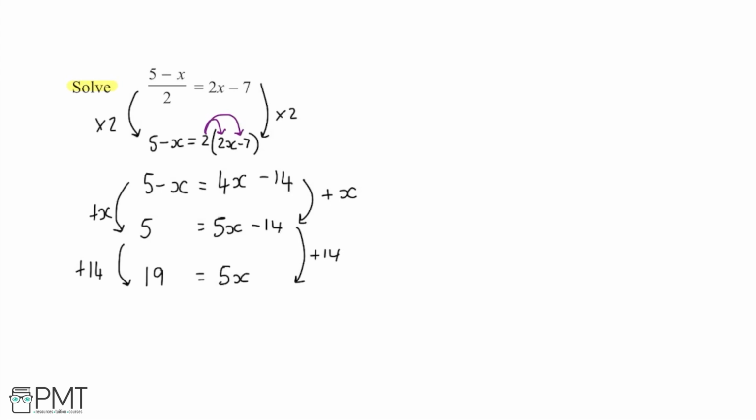And then I just want to find the value of 1x, what one lot of x is worth, so I can then divide both sides by 5 to give me 19 over 5 is equal to 5x over 5, so just x. So the correct answer here is going to be that x is equal to 19 over 5, and that gains me that final mark here.